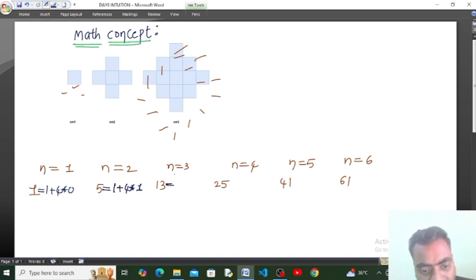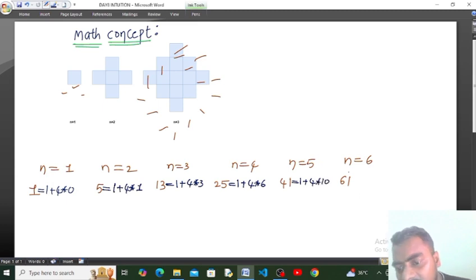13 you can write like 1 plus 4 into 3. Yes or no? 4 into 3 is how much? 12. 12 plus 1 is 13. And how to write 25? That will be 1 plus 4 into 6. 4 into 6 is 24, plus 1 is 25. And how to write 41? That will be 1 plus, sorry, 4 into 10. 4 into 10 is 40, 40 plus 1 is 41. How to write 61? That will be 1 plus 4 into 15. 4 into 15 is what? 60. 60 plus 1 is 61. You can trace the answer for n is equal to 7 also here.